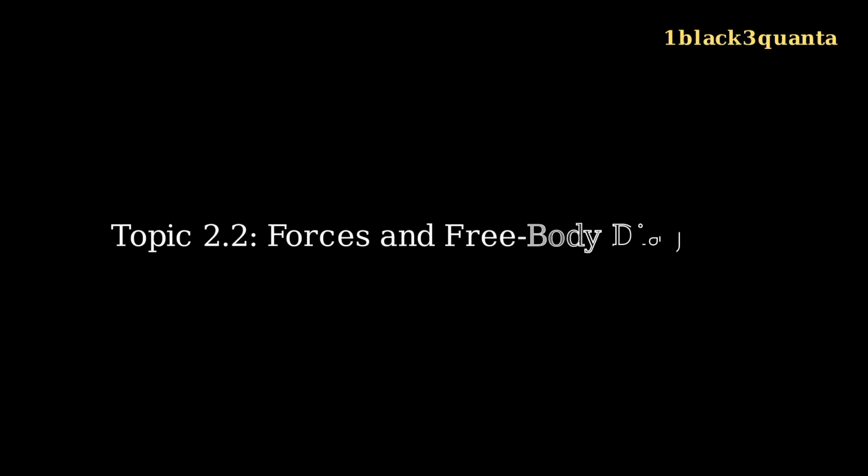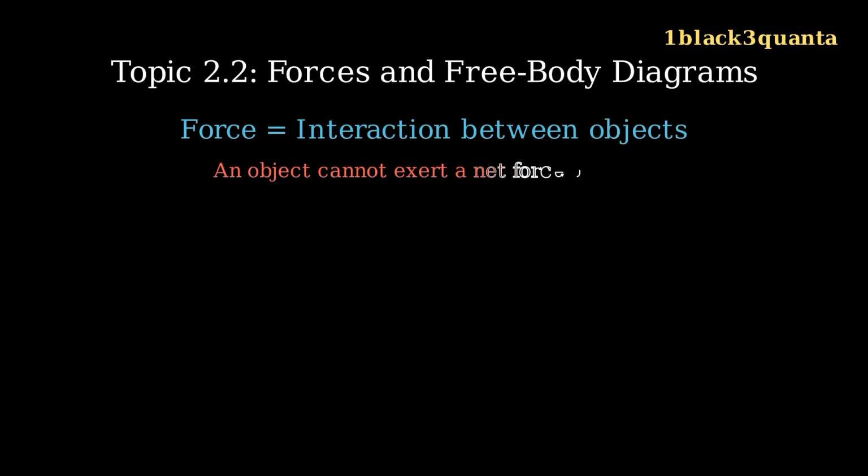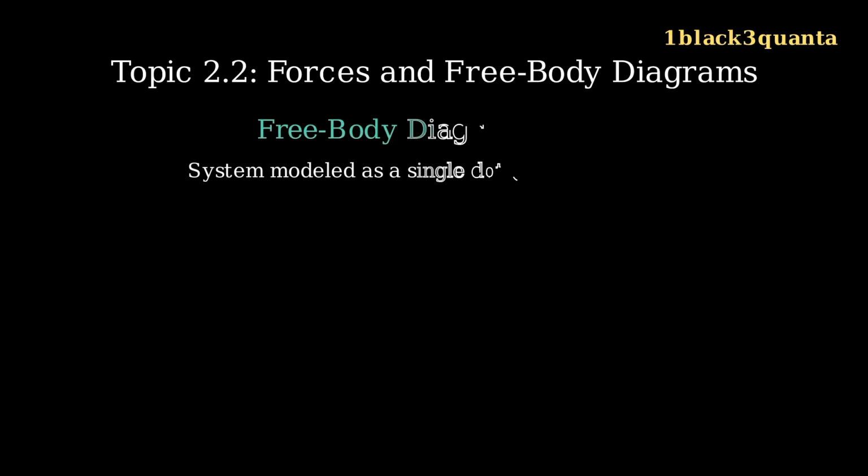Topic 2.2 focuses on forces and free body diagrams. A force is a vector quantity that describes the interaction between two objects or systems. Remember, an object cannot exert a net force on itself. To visualize these forces, we use a free body diagram.